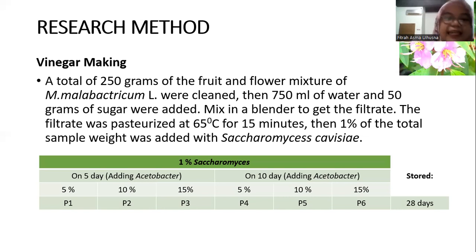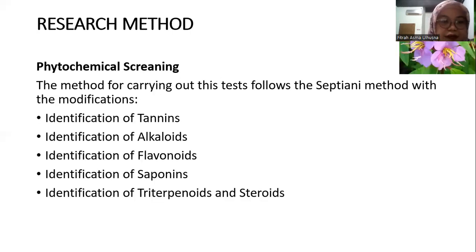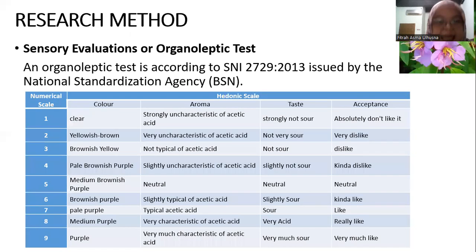For the phytochemical test and organoleptic test, 6 formulas were made, labeled P1 to P6. And then we did phytochemical screening, including identification of tannin, alkaloid, flavonoid, saponin, terpenoid, and steroid. And then we did the sensory evaluation or organoleptic test.